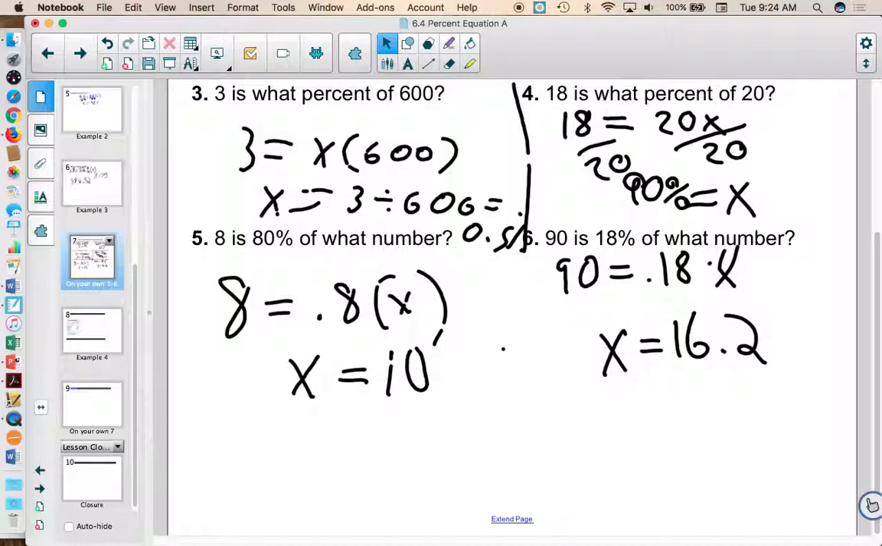I do not agree with number 6. You set it up properly, but you didn't solve for the variable of x. I've got 0.18 times x. How do I solve that one? He's got the equation right, but how do you solve it?